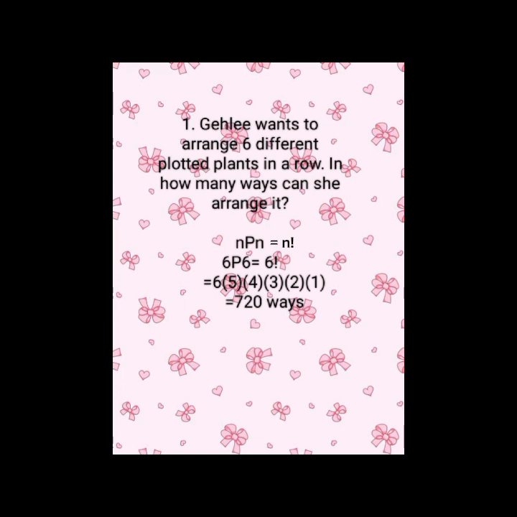To solve for 6 factorial, we're going to start with 6 down to 1. So 6 times 5 times 4 times 3 times 2 times 1, and that is equal to 720. So there are 720 ways in arranging 6 different potted plants in a row.